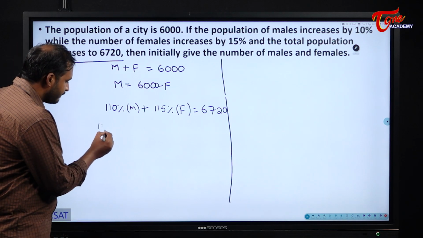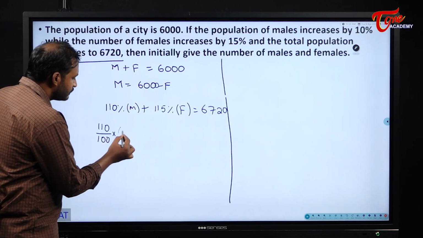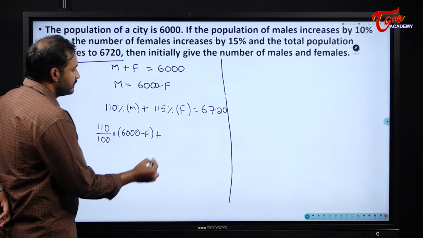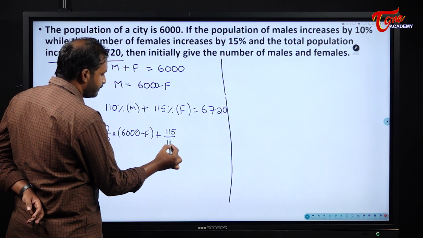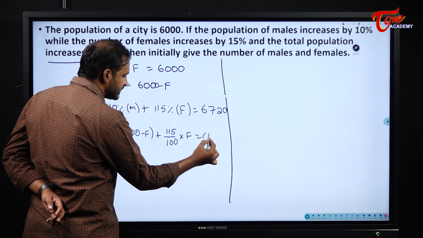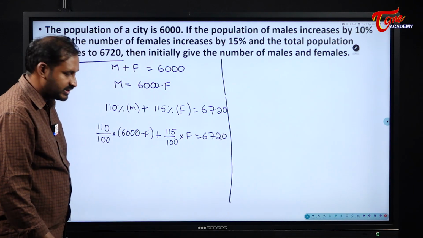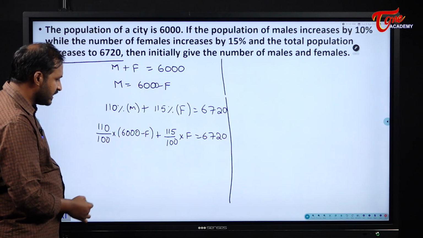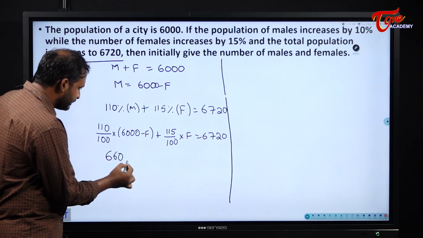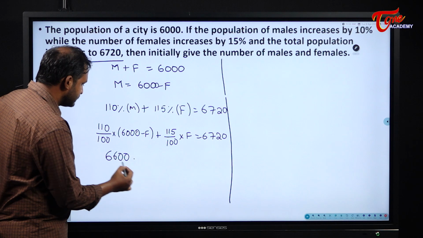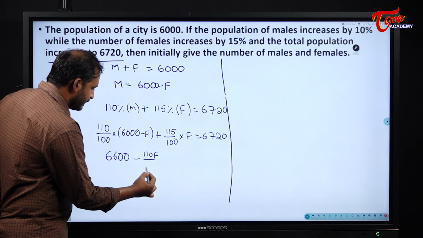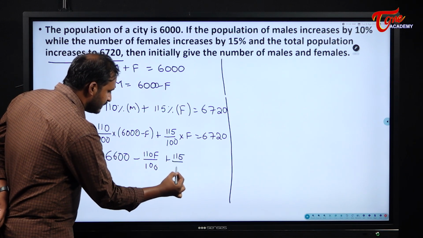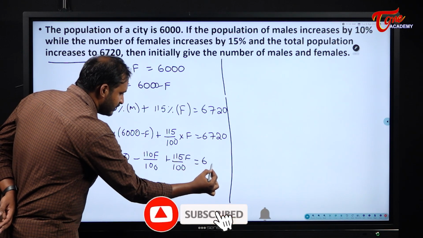So what it becomes? 110 by 100 into 6,000 minus F, plus 115 by 100 into F. This is equal to 6720. Now please see here, when I multiplied this one inside, what does it become? 2 zeros will get cancelled. So I will be left here with 6600 minus 110F by 100, plus 115F by 100 is equal to 6720.